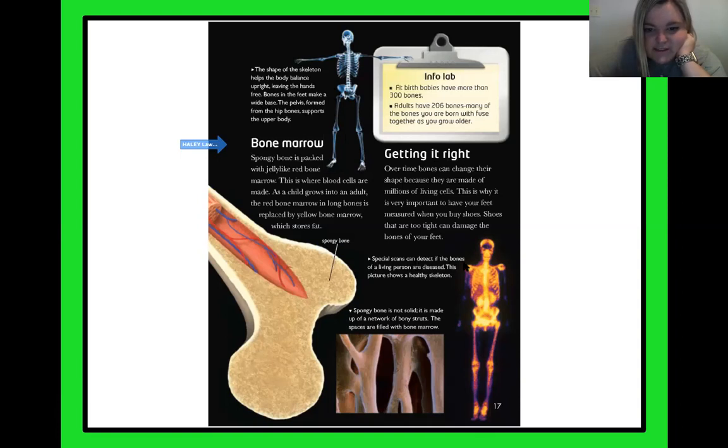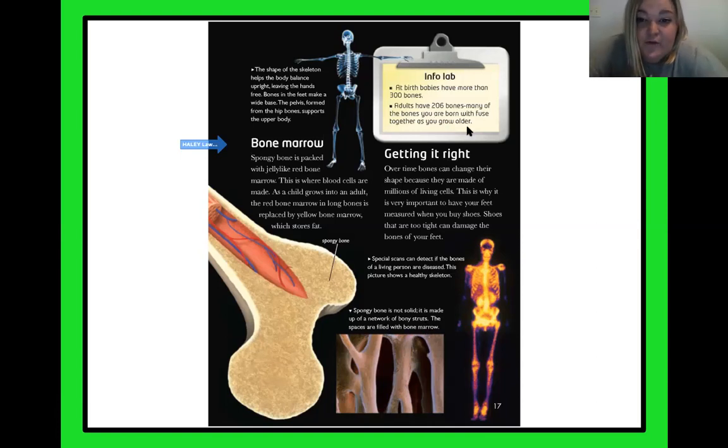Special scans can detect if the bones of a living person are diseased. This picture shows a healthy skeleton. Pretty cool. Oh, I'm over here. Wow. Not paying attention to the arrows. So this shows a healthy skeleton. So this one down here, spongy bone is not solid. It's made up of a network of bony struts. The spaces are filled with bone marrow.